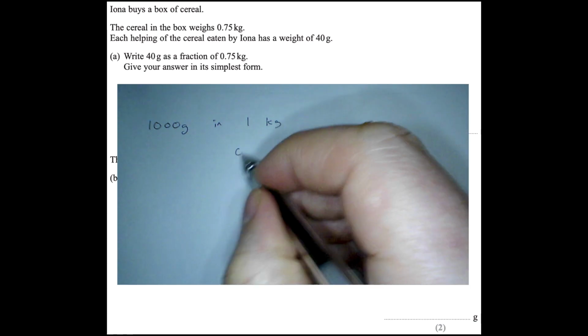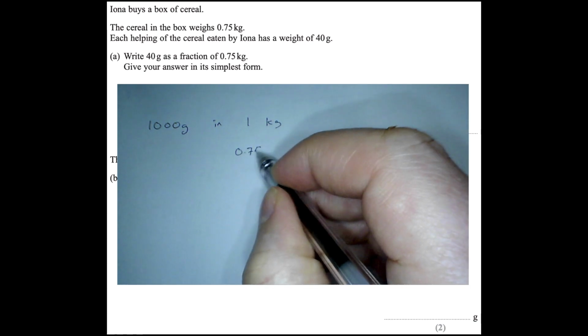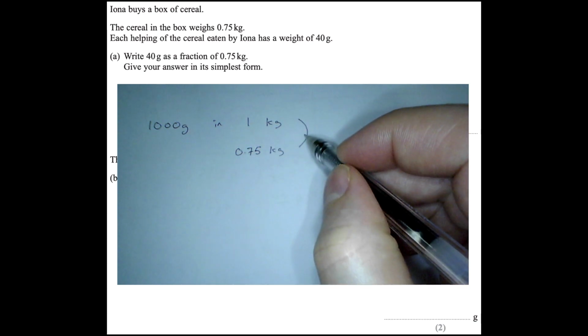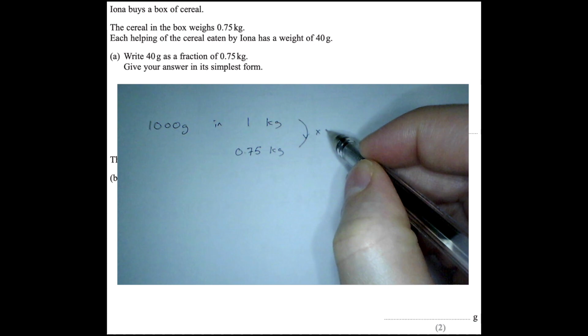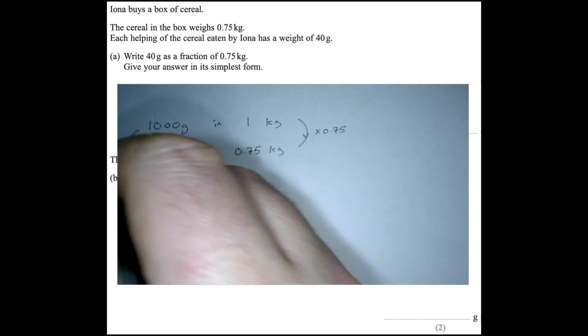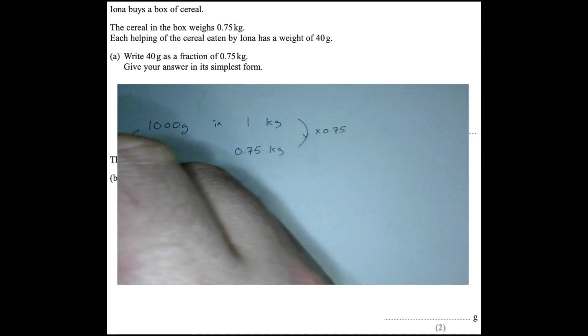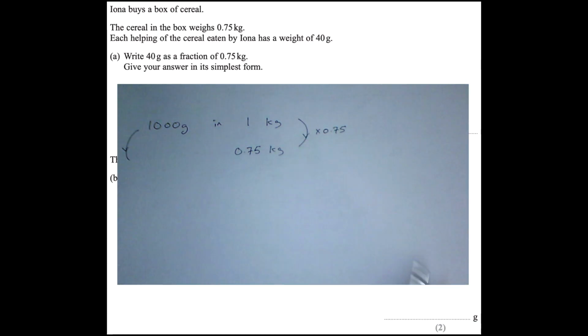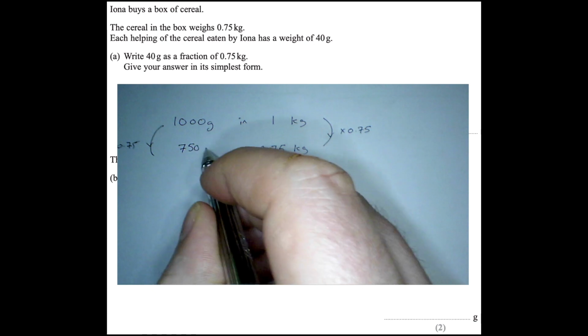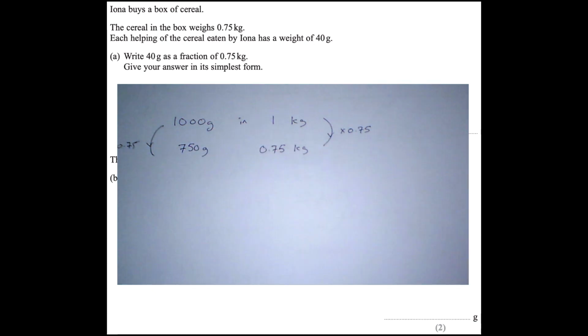Okay, and of course we've only got 0.75 kilograms of cereal in this box. So it looks like the 1 has been multiplied by 0.75 to get to 0.75 kilograms. But of course, what I do to one side, I must do to the other. So I'm going to times this 1,000 grams by 0.75. And that tells me that I have 750 grams in the box.